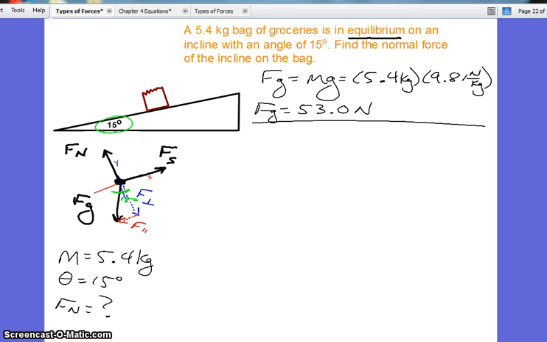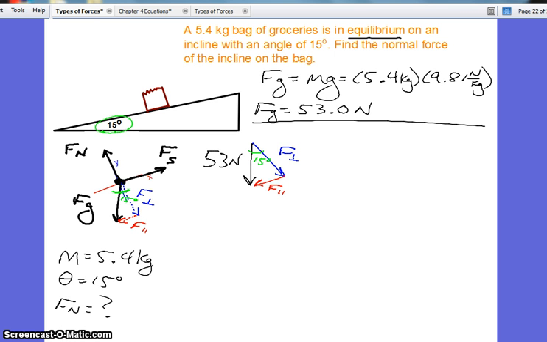And so now, since we rotated our axes, we take this gravitational force and break it into its perpendicular and parallel components. I'm going to draw this to the side. So I'll label it as 53 newtons, or in this case it's my hypotenuse. And then my perpendicular and parallel components. Label my angle as 15 degrees.